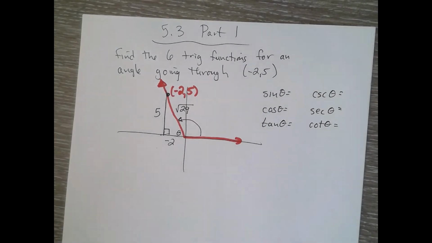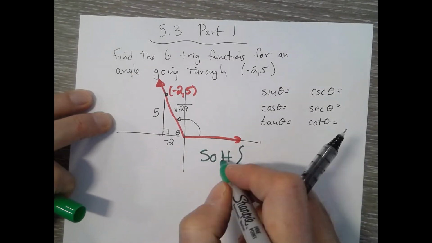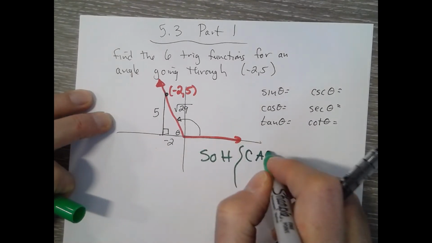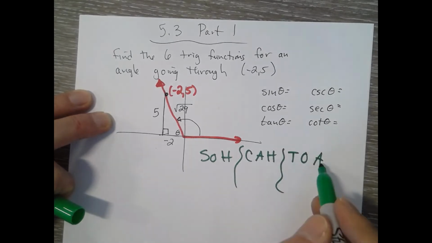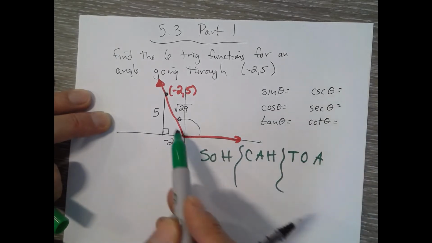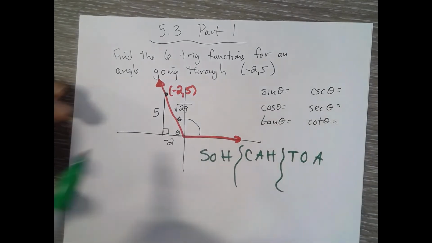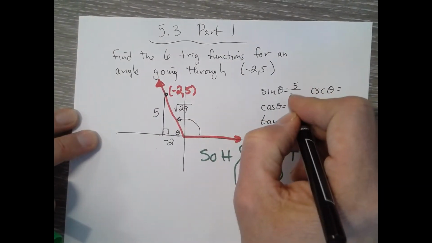Okay, once we have our triangle drawn, most of the work is done. Now you just need to know Sohcahtoa. So Sohcahtoa, the sine is opposite over hypotenuse, the cosine is adjacent over hypotenuse, and tangent is opposite over adjacent. In this case, the sine of theta, opposite over hypotenuse, would be 5 over square root of 29.